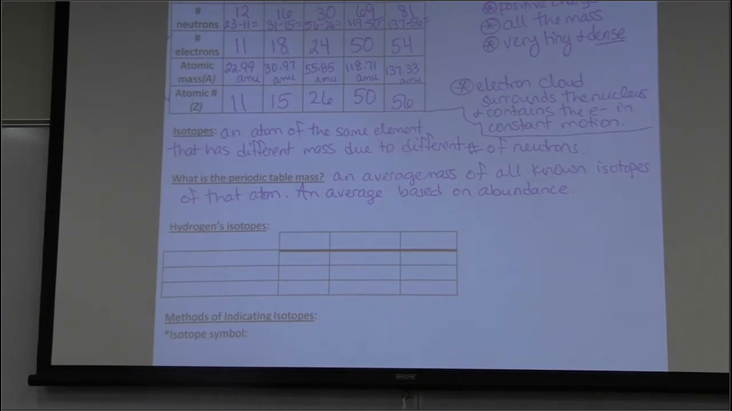To give you an example, hydrogen has 3 known isotopes. I'm going to name them for you in just a minute, but I'm just going to talk about them right now. Hydrogen has 3 known isotopes. They have masses of 1, 2, and 3. Which one of those must be the most abundant? 1. How do you know that? What's the average closest to? 1. Does that make sense?